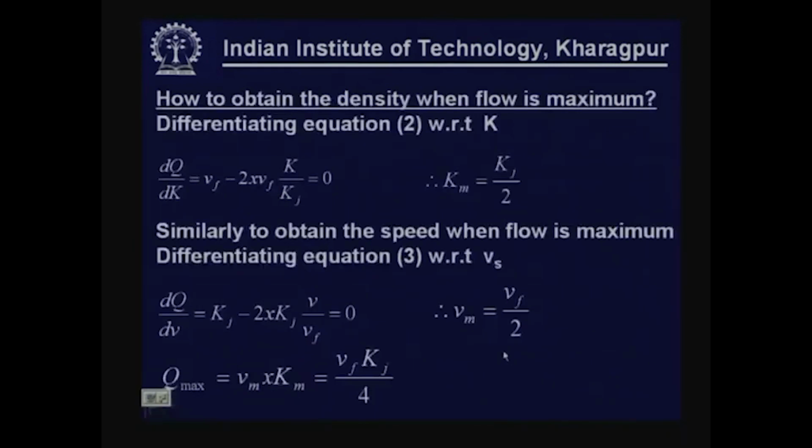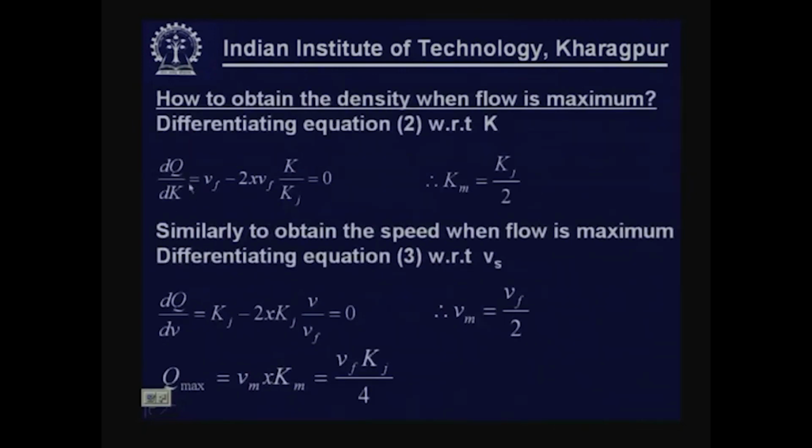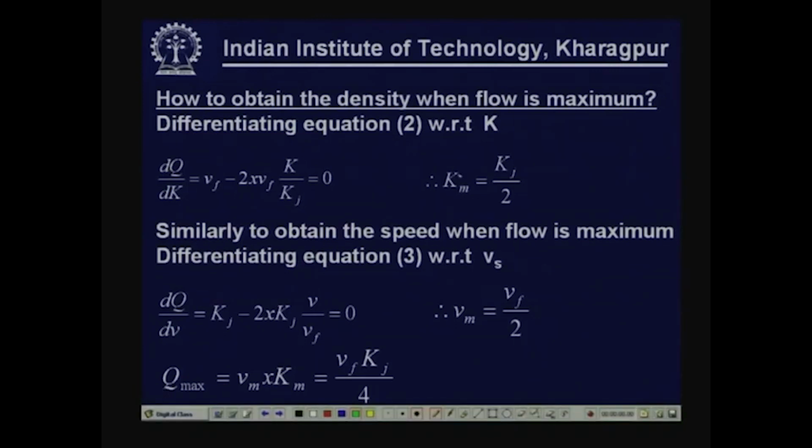Now, how to obtain the density when the flow is maximum? It is very simple, you can get it easily. From the above relationship you can find the flow and density. When the flow is maximum, that means dq/dk is 0. So, take the derivative, dq/dk is 0. If you put that, you will find density at capacity.